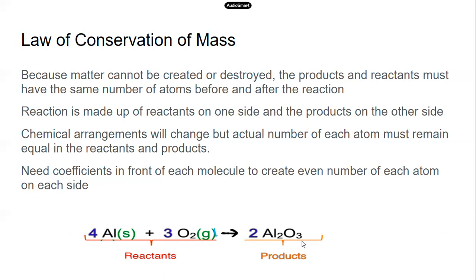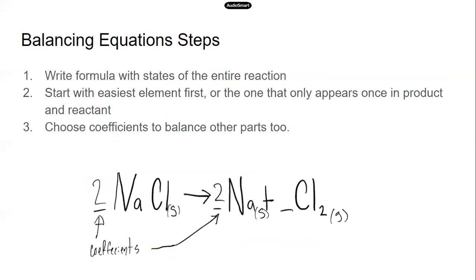So the way we're able to do that is we're going to be able to put coefficients in front of each molecule. So as we see here, we're going to have 4 Al, 3 O2, and 2 Al2O3. And that's just to keep the number of atoms the same, just because nothing can be created or destroyed. We're not going to have a loss of atoms in these equations. And this is what's called balancing equations. And basically there's 3 simple steps on how to do this.